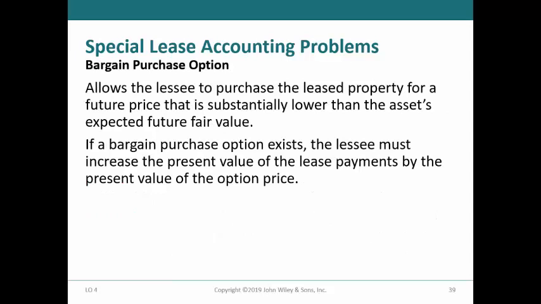We discussed bargain purchase options when we discussed the lease classification test. Bargain purchase options should also be included in the present value of the lease payments. They will also affect the amortization period of the right of use asset. When there is a transfer of ownership or a bargain purchase option, the right of use asset will be amortized over the economic life of the asset rather than just the lease term.